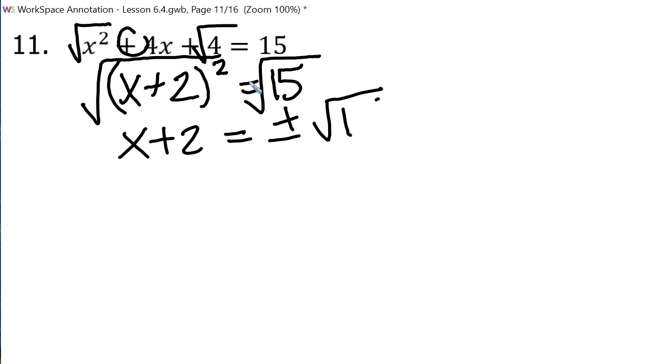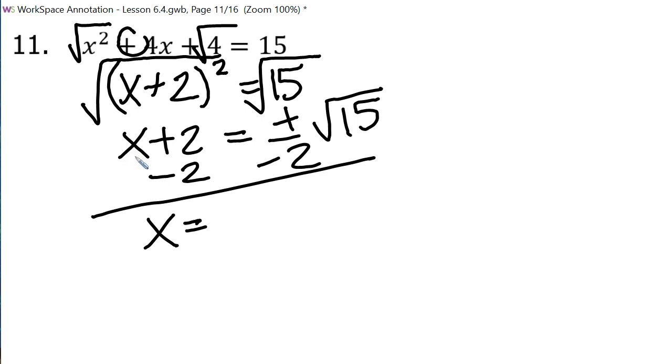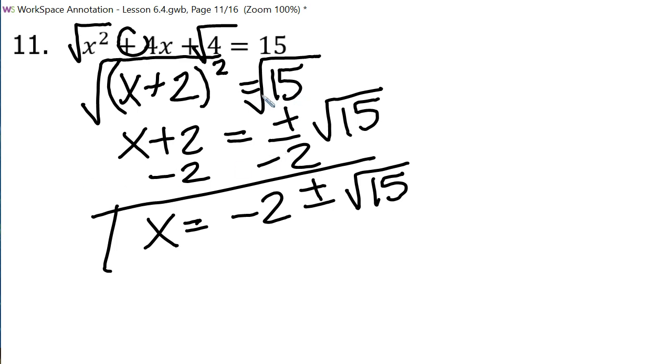Now is x by itself? No. How do I get rid of this plus 2? Subtract 2 from both sides. So this would be x equals negative 2 plus or minus square root of 15. Check your radical. Does that radical simplify? No. And can I add a negative 2 with a radical? No. So that is simplest form. So always check your radical to see if it does simplify.